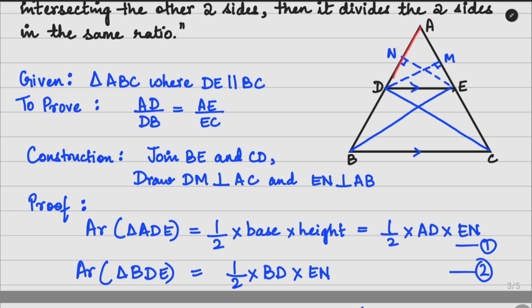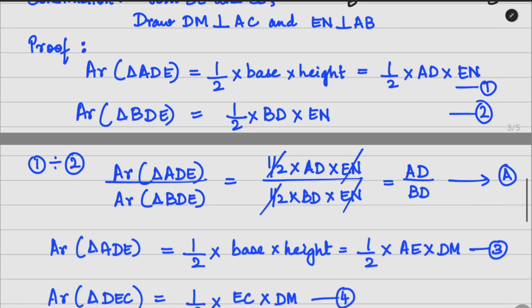And then take these two triangles ADE and BDE. In ADE, half base into height, half into AD into EN. In the second triangle BDE also, half into DB into EN. Then do 1 divided by 2. ADE divided by BDE, half will get cancelled, EN will get cancelled. What remains is AD by DB.